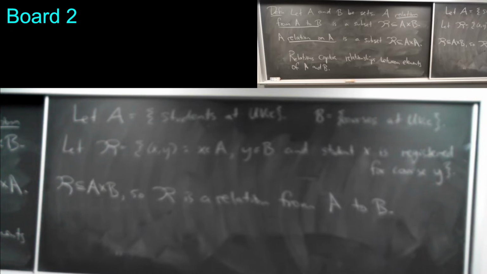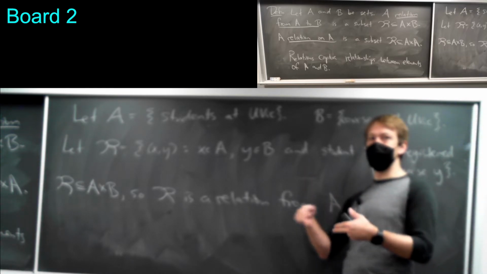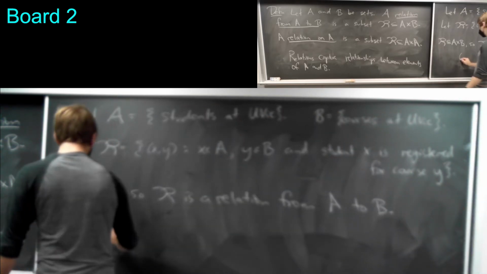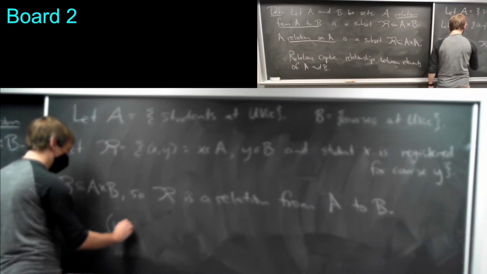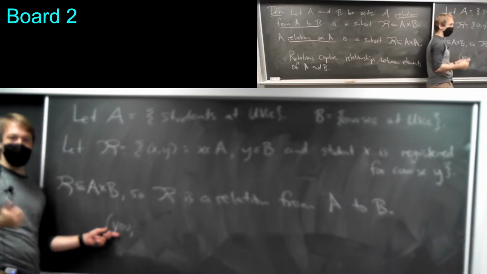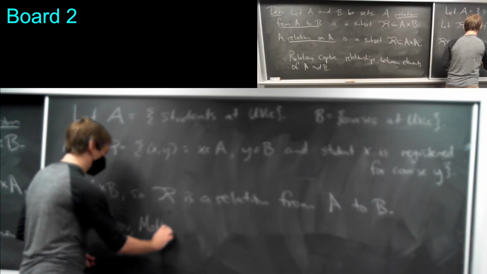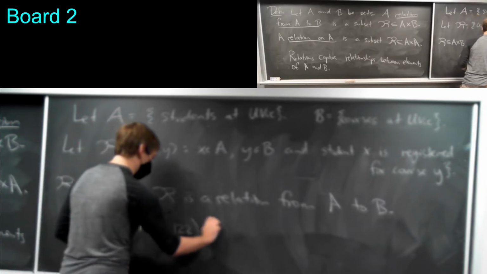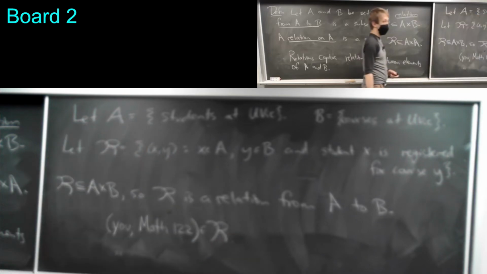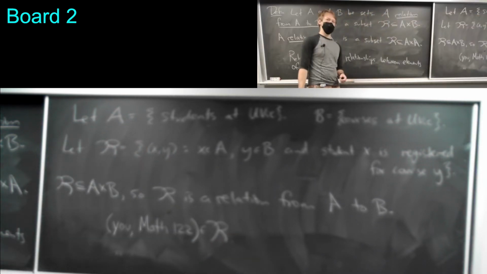Right? And you can see it indicates a relationship between students and courses. It tells you which students are in which course. So for example, the pair, if I take you, by which I mean actually you, and Math 122, that would be an element of the relation. Assuming that you're all registered.